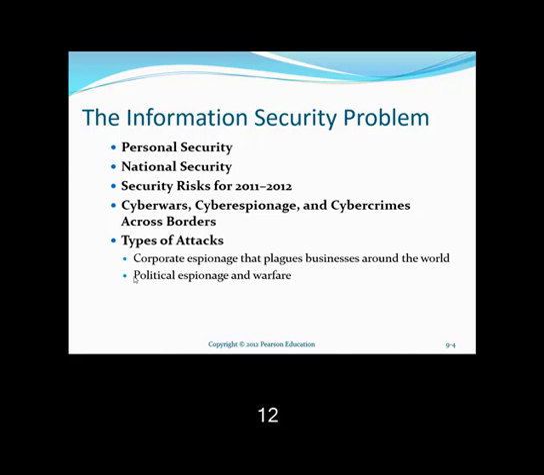Okay, so this one you can read by yourself. The information security problem involves personal security, national security, and the security risk for 2011 to 2012. You can read it in the books. The cyber war, cyber espionage, cyber crimes across borders, meaning between countries. Not only about the individual system, but it involves more than that.